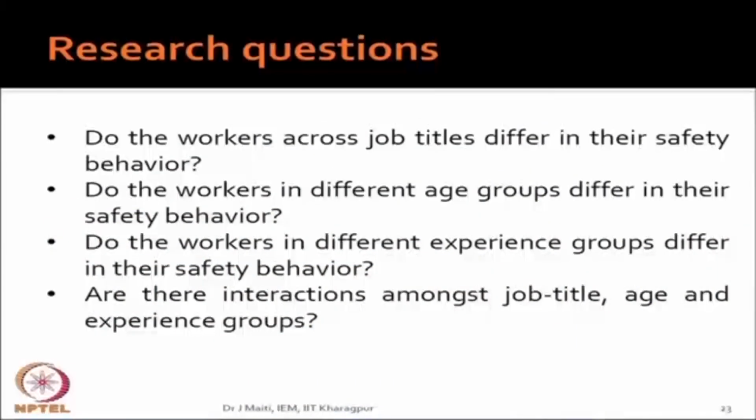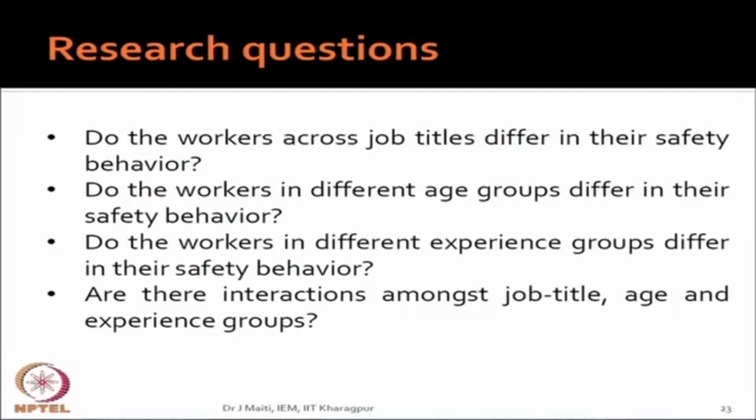Then the research questions here. Do the workers across job titles differ in their safety behavior? Do the workers in different age groups differ in their safety behavior? Do the workers in different experience groups differ in their safety behavior? Are there interactions among job title, age or experience groups?